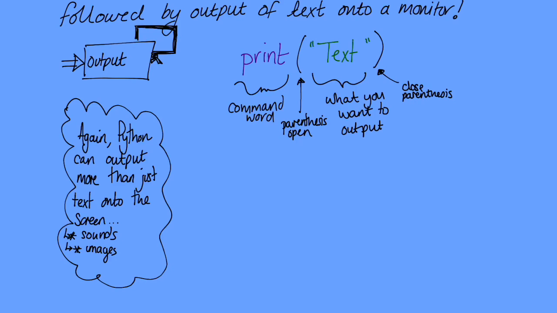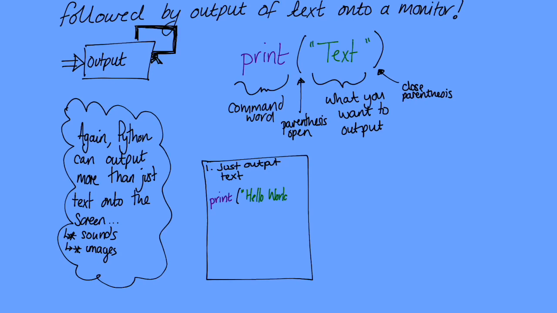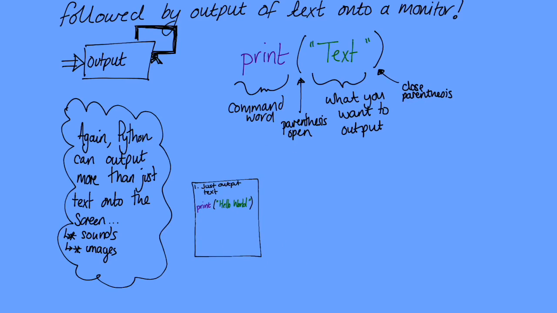The first one is to just output text, because if you just want to say something like a welcome message or a congratulations you win or a game over, you just need the print command, the open brackets, the speech marks, say whatever you want to say, close speech marks, close the parentheses.